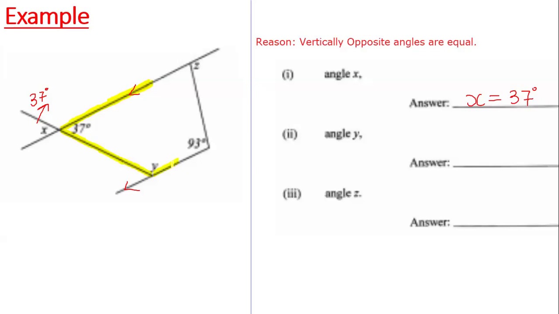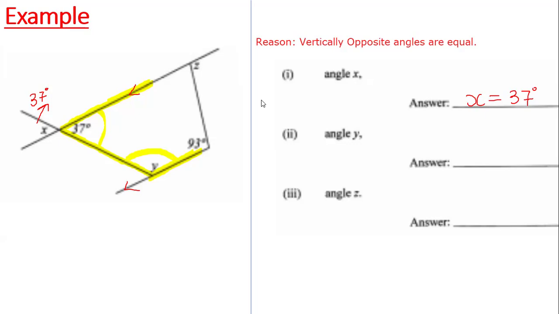Big time C. Exactly. Do we see the C? Yes, sir. So that means 37 degrees and y are what type of angles? Co-interior angles. What do we know about co-interior angles? They add up to 180 degrees. Co-interior angles add up to 180 degrees.